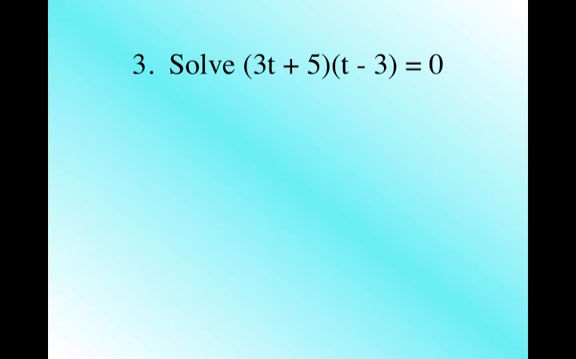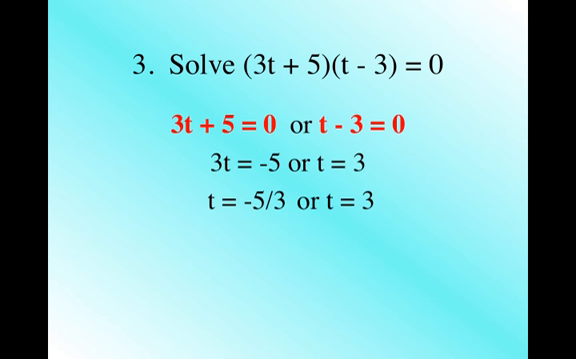Okay, example 3, one more, where this is already in factored form. In a second, we're going to get into a couple harder ones. So this one I'm going to go through a little bit quicker. We're going to take each set of parentheses and set that equal to 0. 3t plus 5 equals 0, and t minus 3 equals 0. Go ahead and try to solve for the values of t. When you solve, you end up with t is equal to -5/3, or t is equal to 3. So those are our two solutions that would make this problem equal to 0.